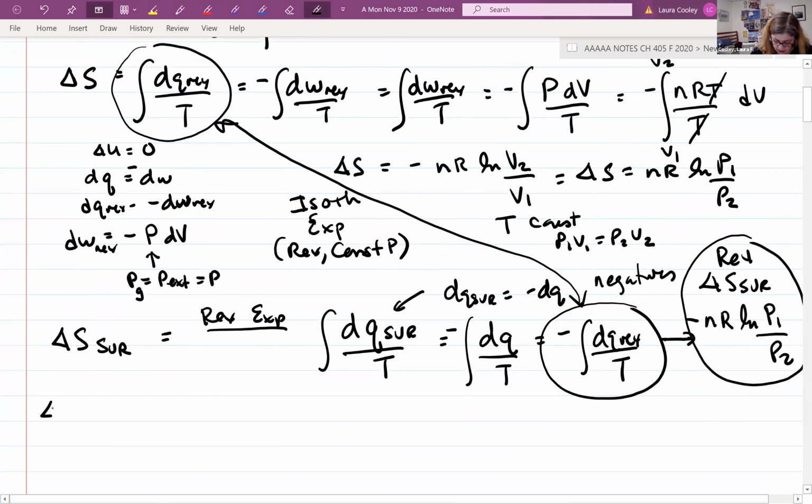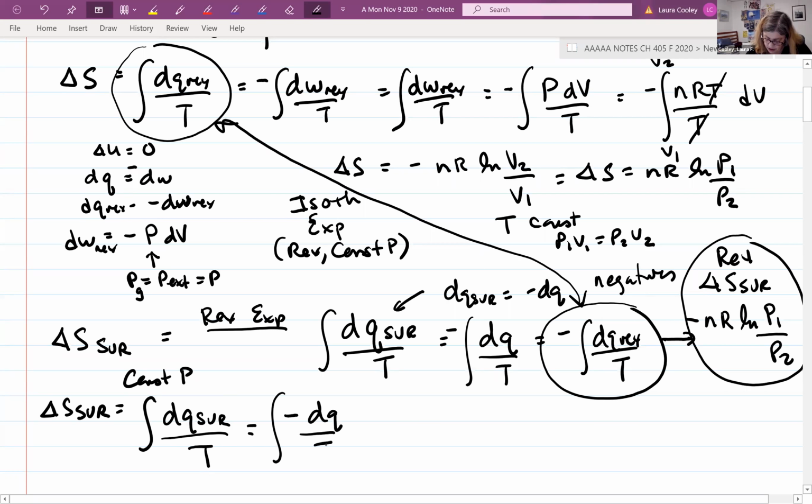Okay, but what is delta S surroundings for the constant pressure expansion? All right, we start the same way. Again, this is minus dQ over T. And now minus dQ is dW.